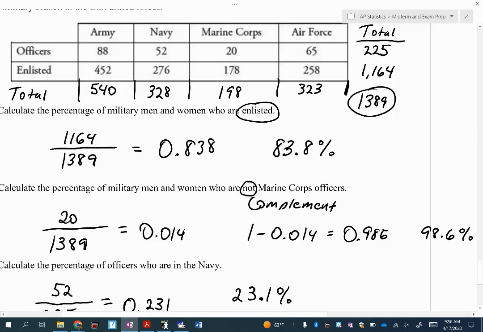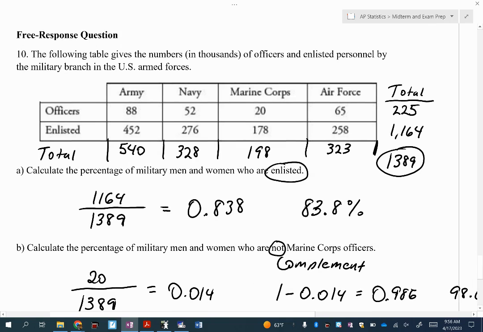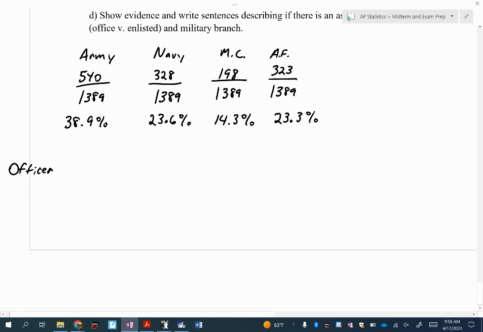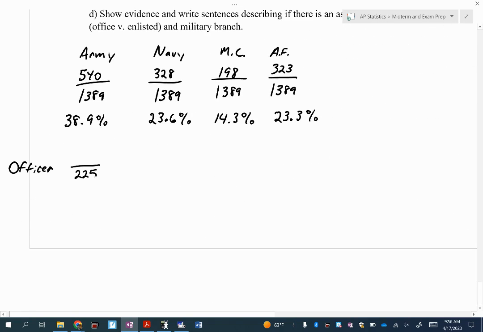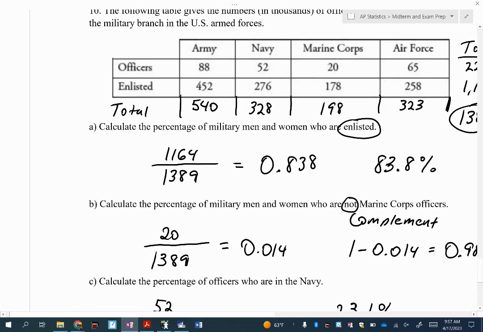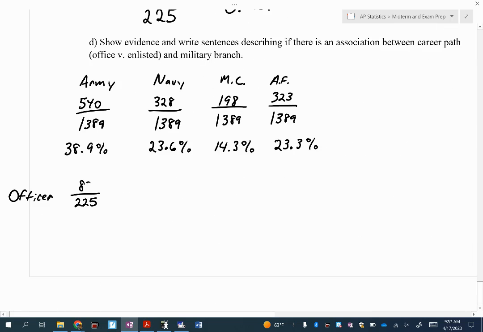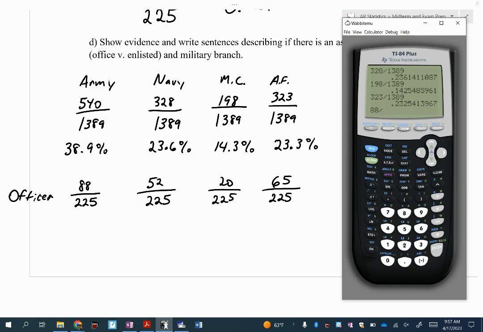Okay. So how many officers are in our military forces? 225. All right. So out of 225, how many are in the Army? 88. Okay. Navy, 52. Marine Corps, and Air Force. What was that last one? 65. All right. So let's see what these are. 39.1%.